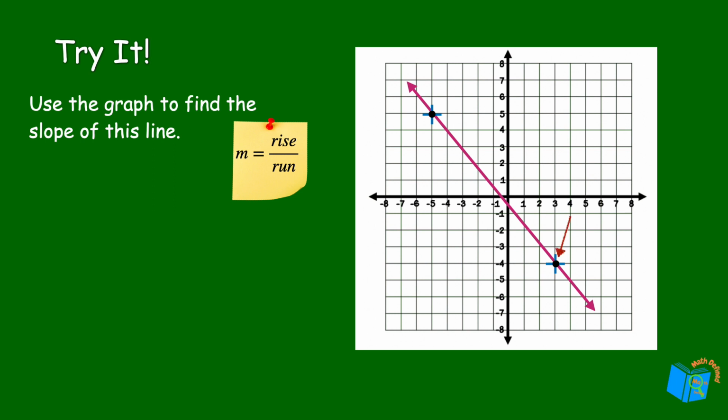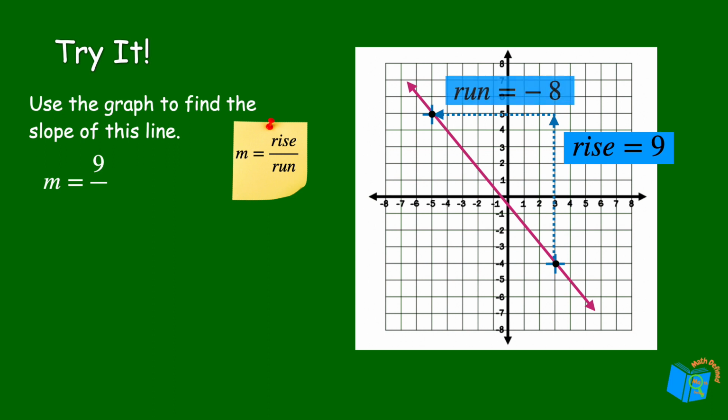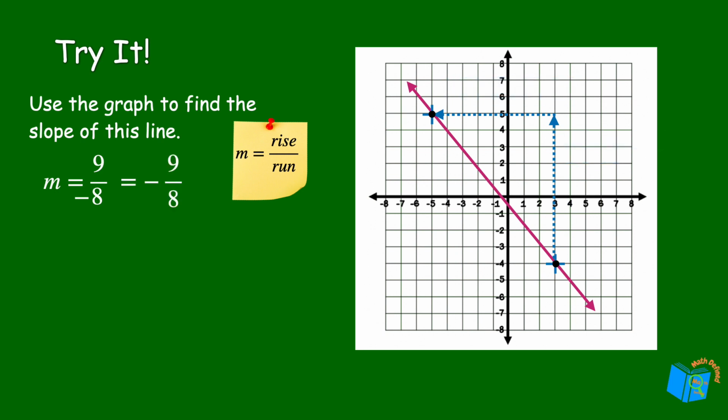I'll start with this point, and I'll find the rise by counting up 9 squares in the positive direction to reach this second point. So the rise is positive 9. Now, starting at the top of the rise, I'll find the run by counting to the left or in the negative direction the number of squares to reach this second point. Since the run was moving to the left in the negative direction, the run is negative 8. So the slope is negative 9 over 8.